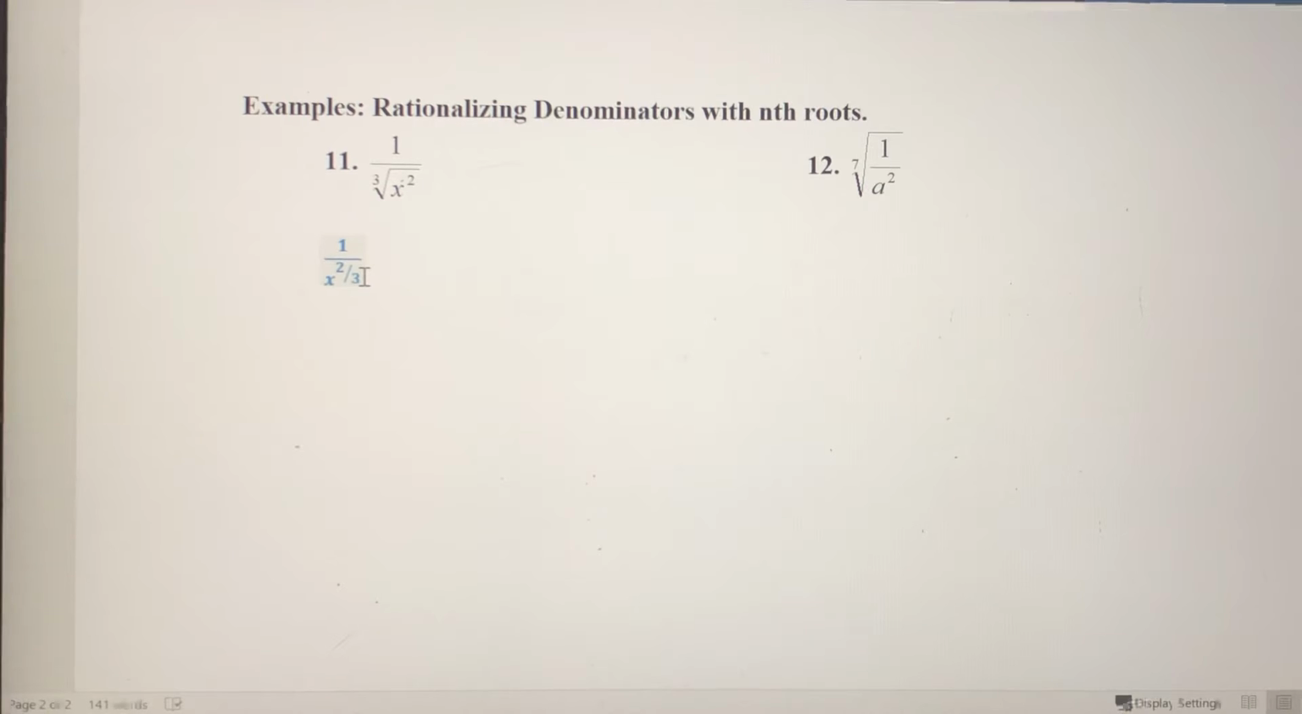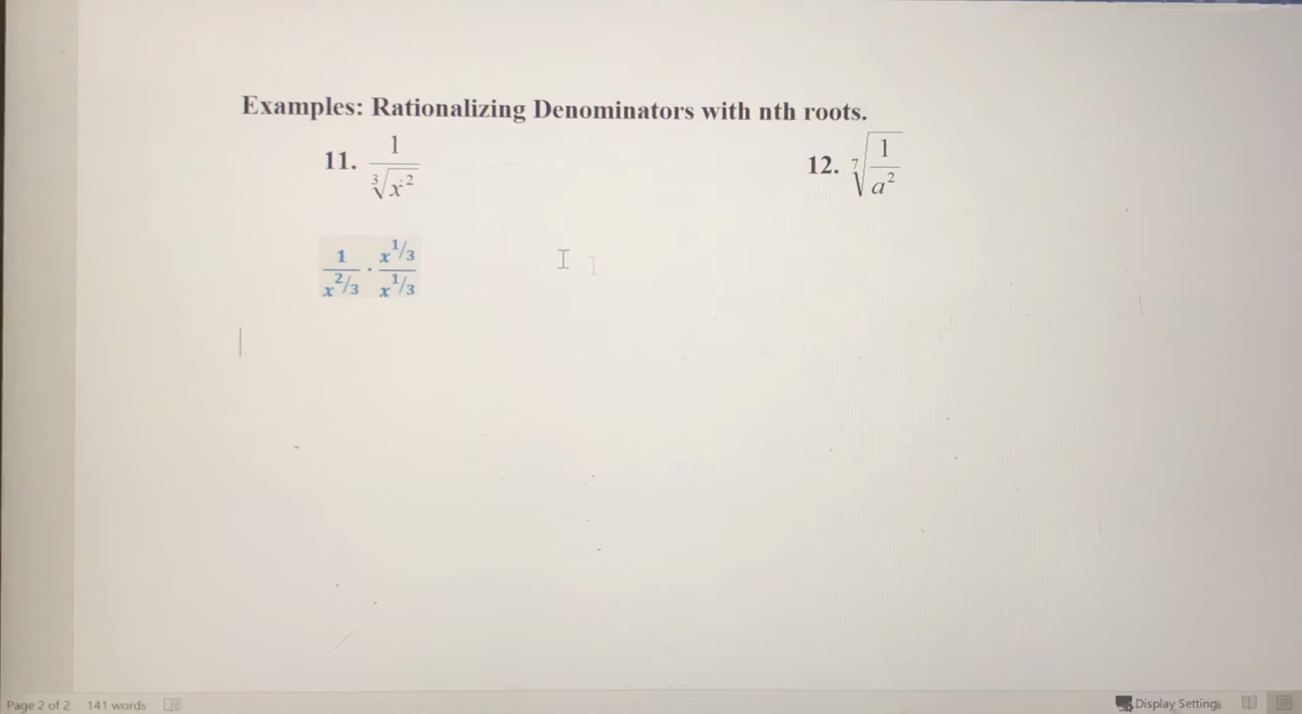I need to ask myself a question. 2/3 plus what equals a whole number, okay? And we want the smallest whole number, obviously. So 2/3 plus 1/3 would give me x to the first power in the denominator, okay? So what I'm going to multiply here by is x to the 1/3 over x to the 1/3, okay? And that's that rationalizing step that we learned in the last section, okay?